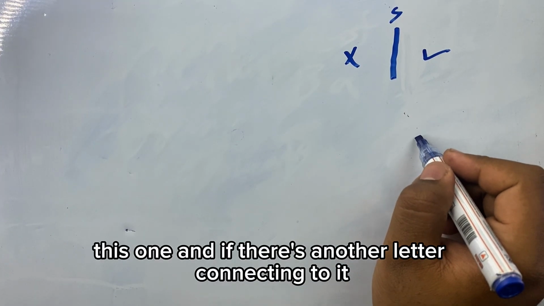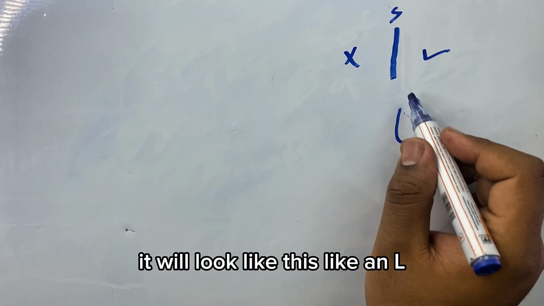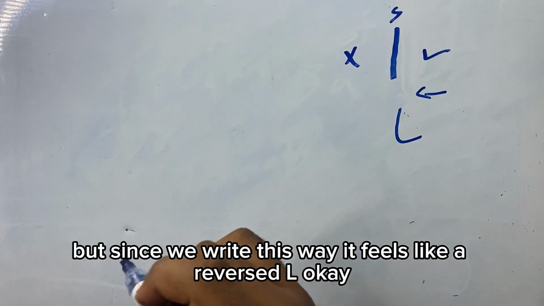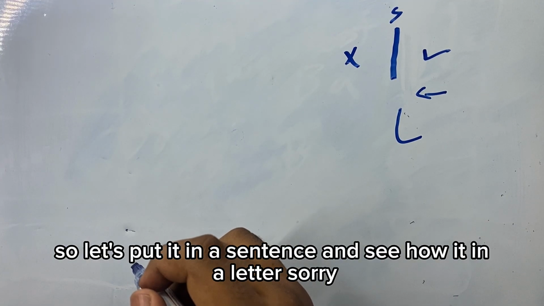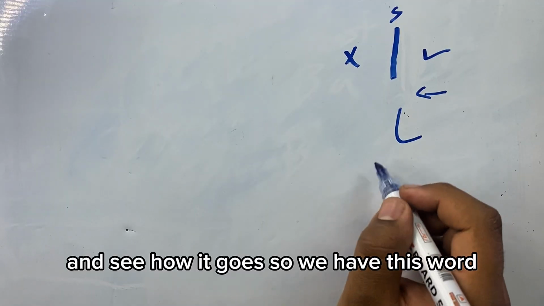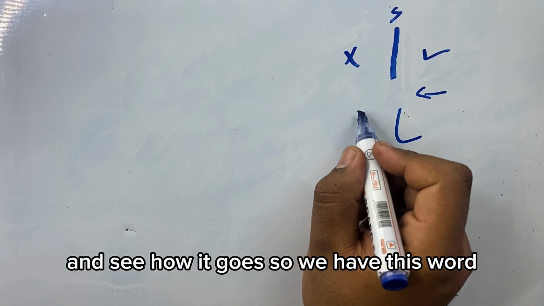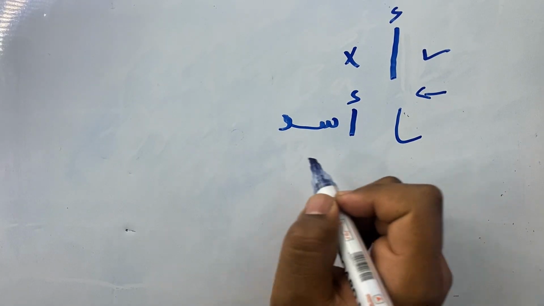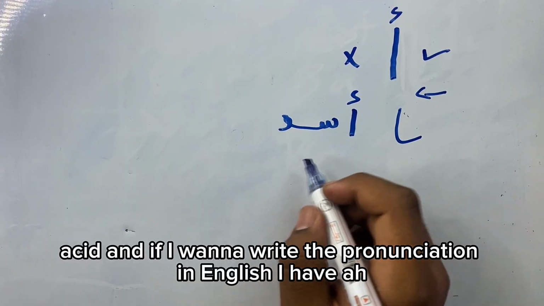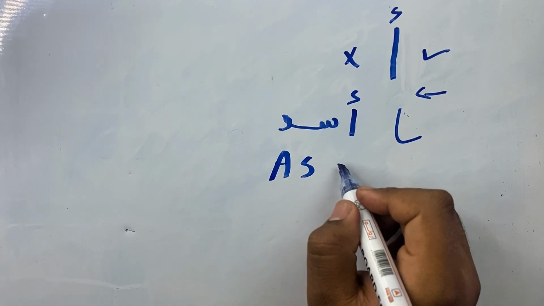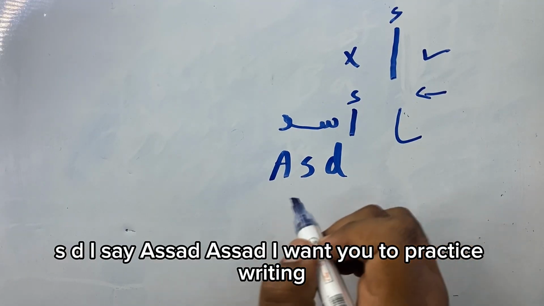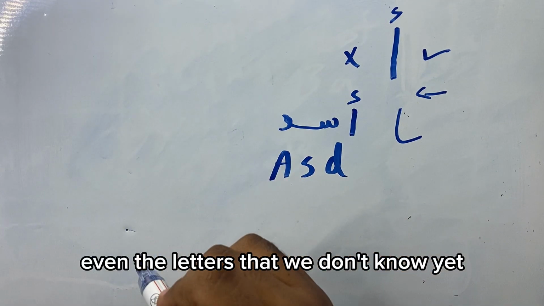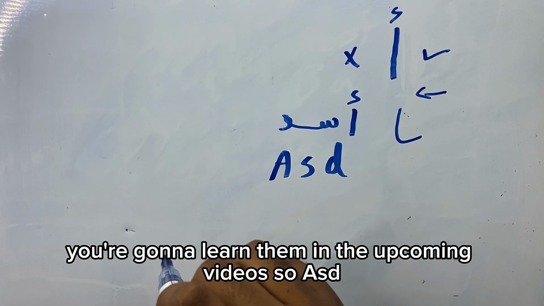This one, and if there's another letter connecting to it, it will look like this, like an L. But since we write this way, it feels like a reversed L. Okay, so let's put it in a word and see how it goes. We have this word, Asad, and if I want to write the pronunciation in English, I have A S D. I say Asad, Asad. I want you to practice writing even the letters that we don't know yet. You're going to learn them in the upcoming videos.